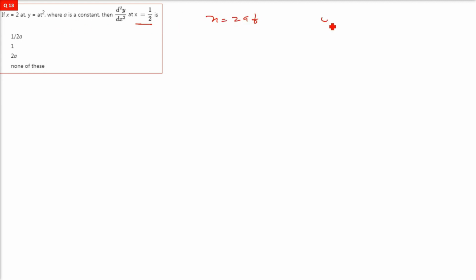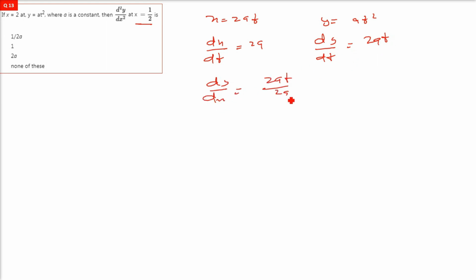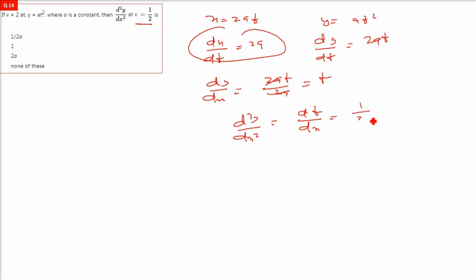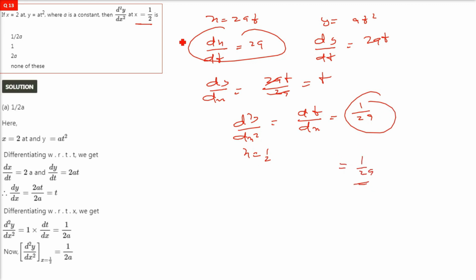x is 2at, y is at square, dx by dt is 2a, dy by dt is 2at, dy by dx is dy by dt divided by dx by dt. So 2at divided by 2a, you can cancel 2a, t will come. d2y by dx2 is dt by dx, because t differentiated, only 1 is remaining. dt by dx is reciprocal of 2a, 1 by 2a. At x equals to half, there is no x, so it will be half only. So this is the logic which I told you, and this is how you are going to do it. This is for reference because this is how you are going to write it.